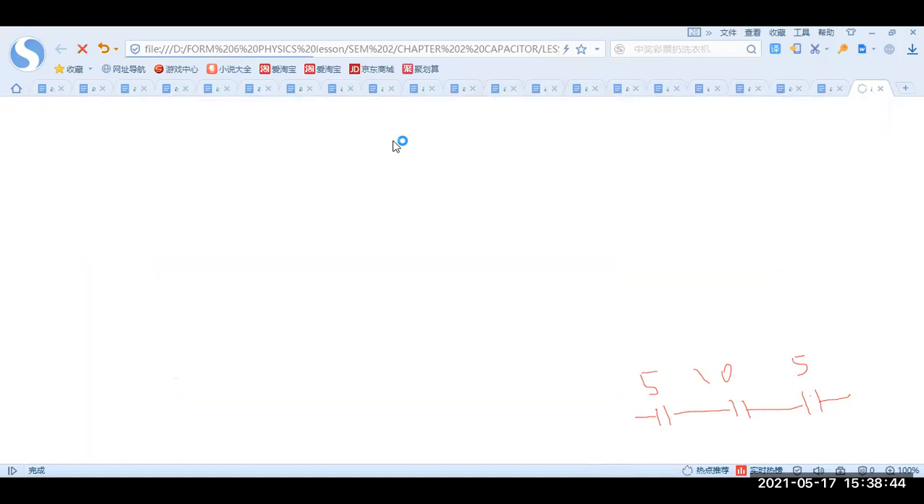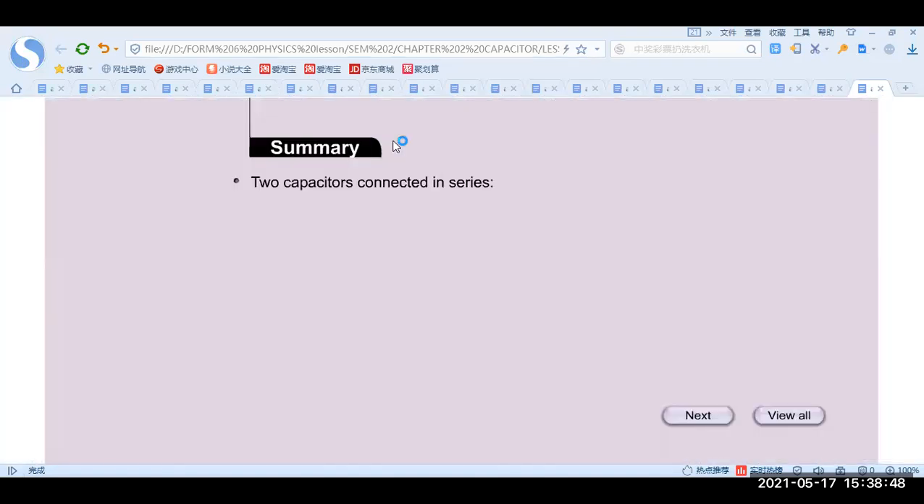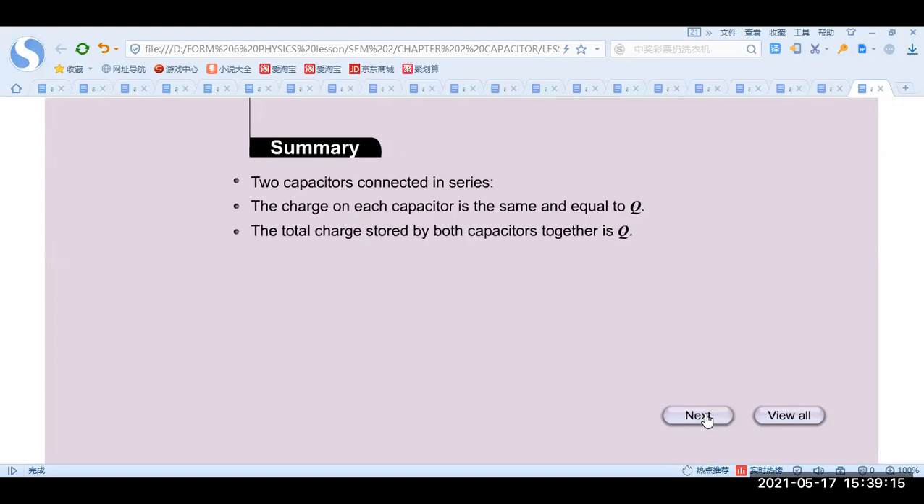Ladies and gentlemen, as a conclusion, we can say that for two capacitors connected in series, the charge on each capacitor is the same and equal to Q. The total charge stored by both capacitors together is Q. That means both capacitors in series will have the same Q. And the potential difference V is shared between the two capacitors. V equal to V1 plus V2.